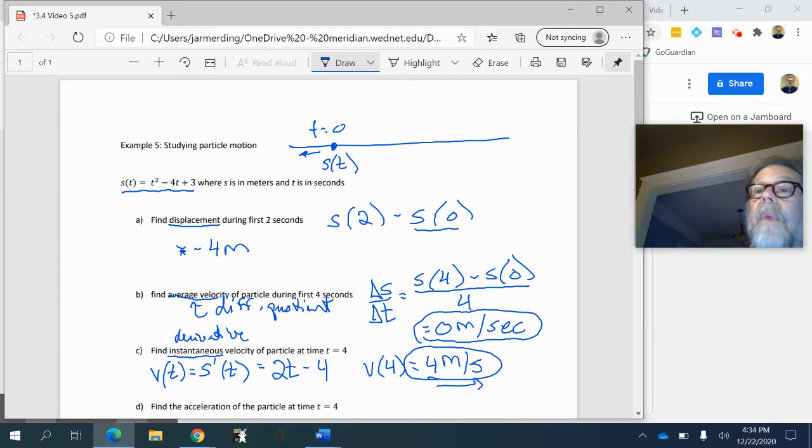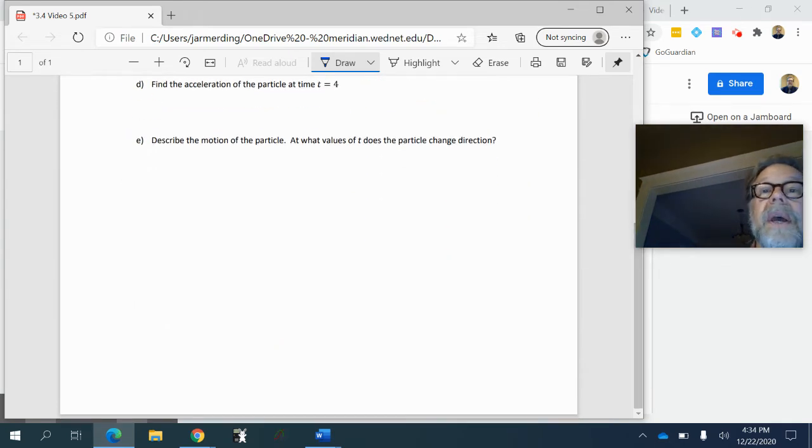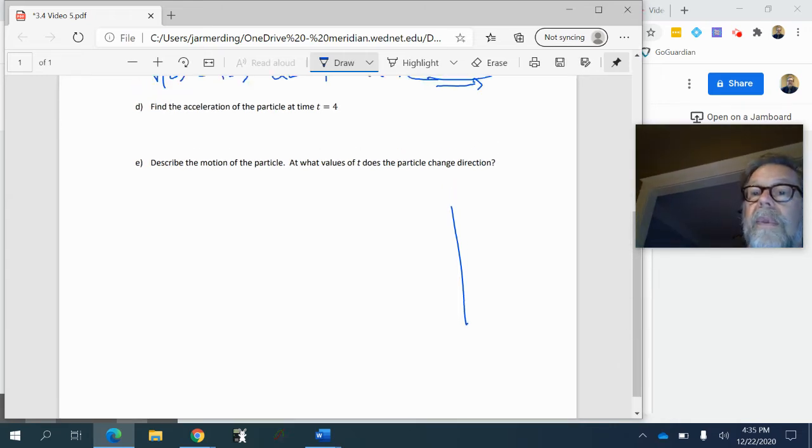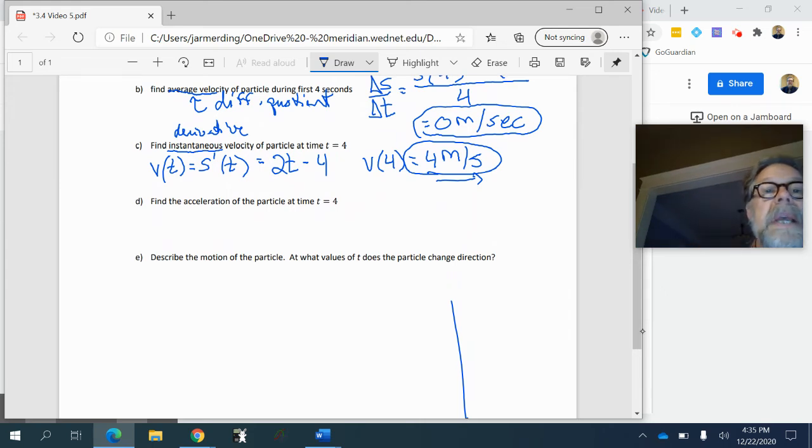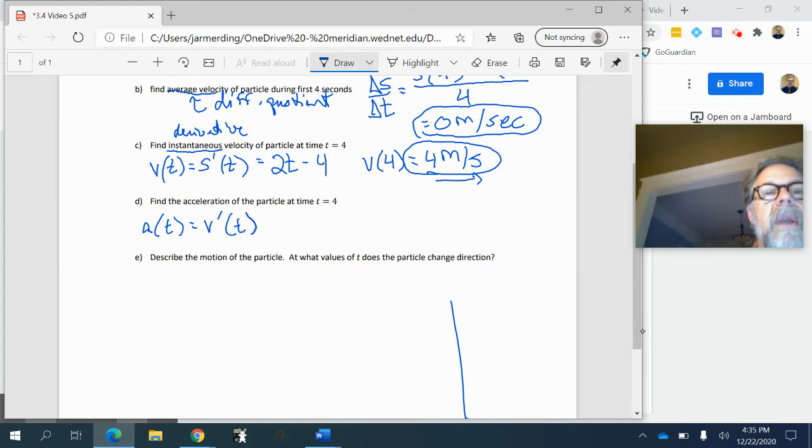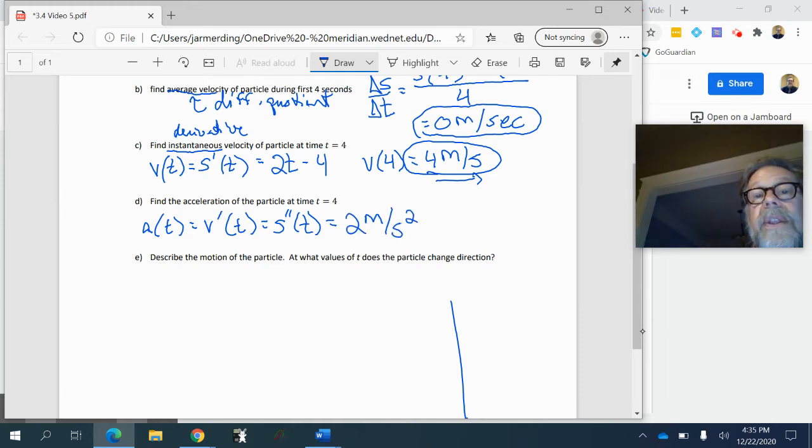All right, the acceleration of the particle at any time t. Acceleration is the derivative of velocity, which is the second derivative of position. And so that's 2, and that's a constant. And notice again, this is in a positive direction. So this particle is being accelerated to the right at all times, even though it appeared to have been moving to the left initially. Describe the motion of the particle.